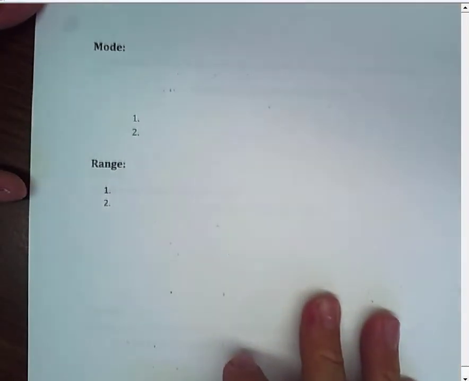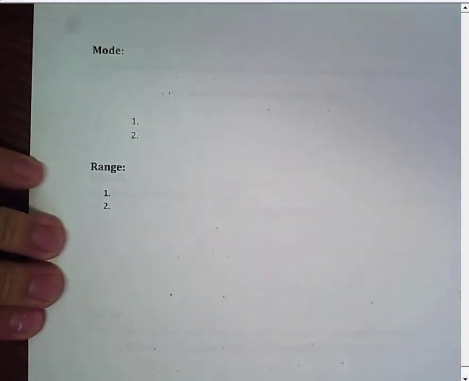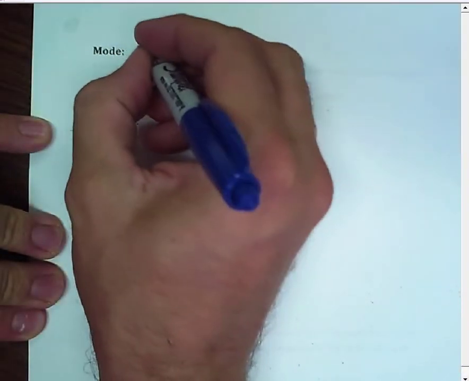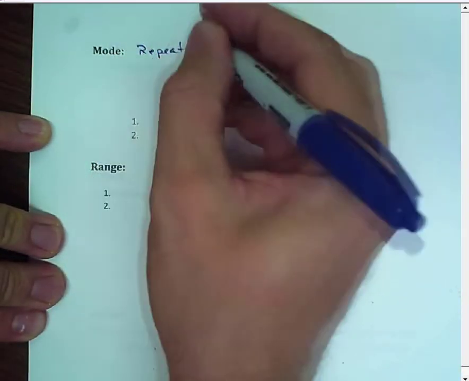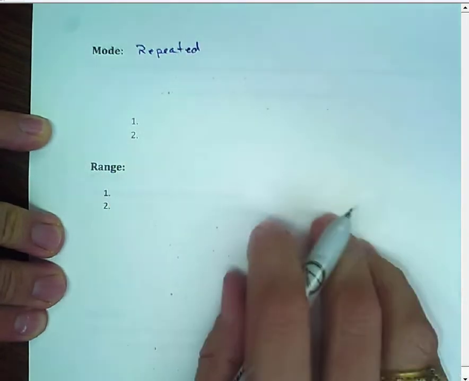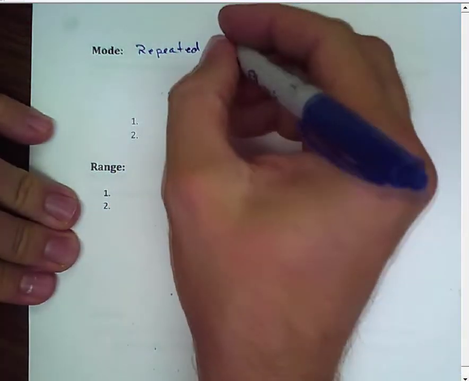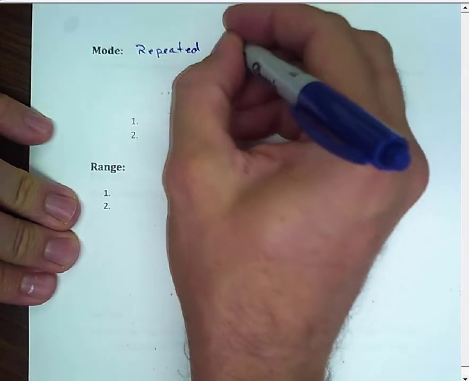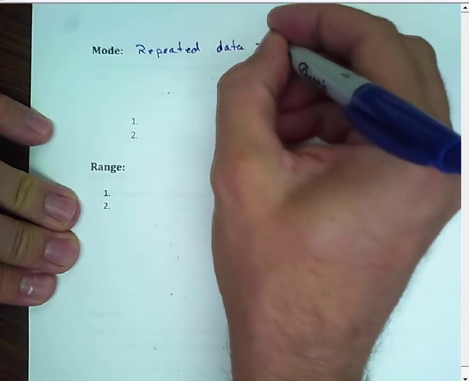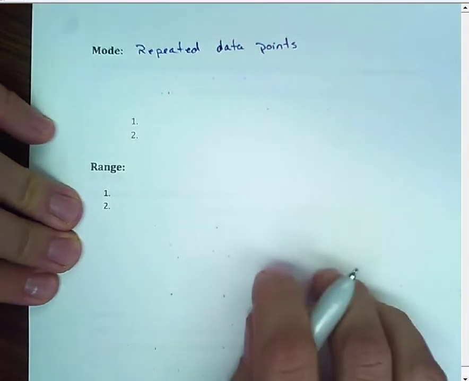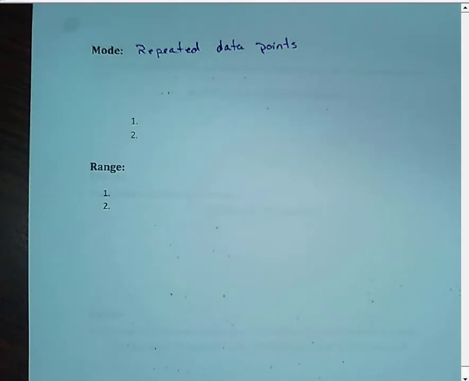Well, let's talk about mode for just a minute. Mode is simply repeated data points. That's really all it is. Mode isn't too bad to find. There's very little arithmetic involved in finding the mode.